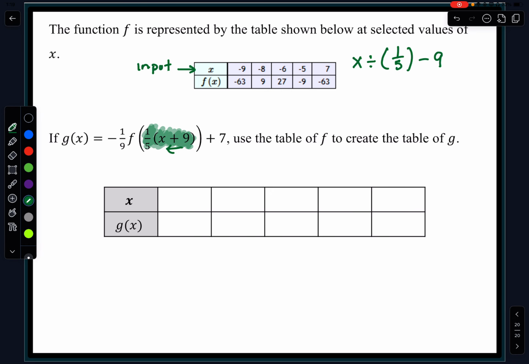So let's see what the input values are going to change to, starting off with negative 9. So our negative 9 is divided by 1 over 5, which ends up becoming negative 45. And we're going to subtract 9 from that. And that's going to be a total of negative 54.